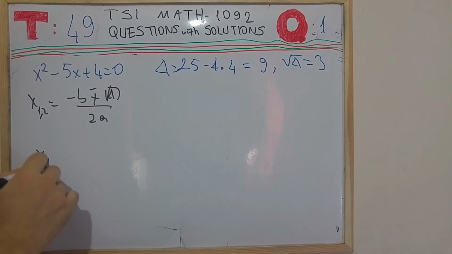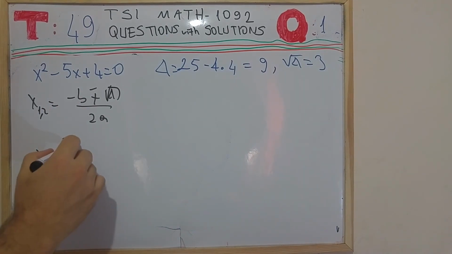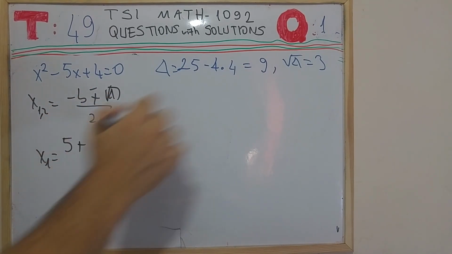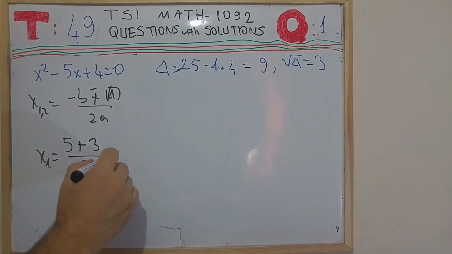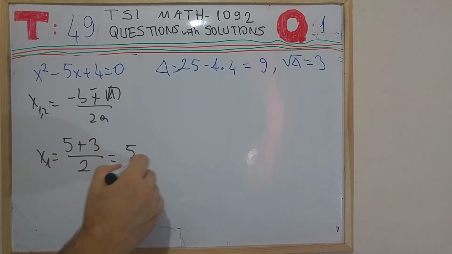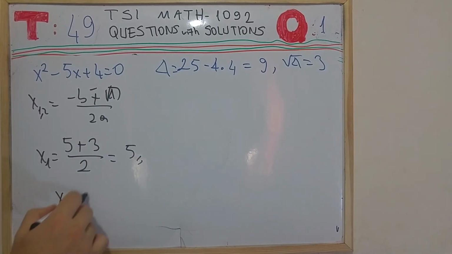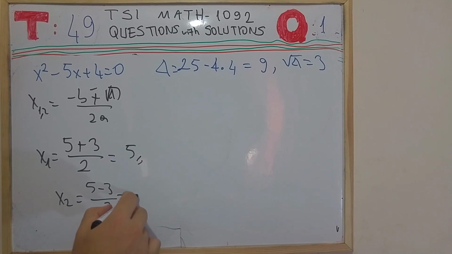So x1 is equal to minus b, which is plus 5, plus 3 over 2, which is equal to 10 over 2, which is equal to 5. And x2 is equal to 5 minus 3 over 2, which is equal to 1.